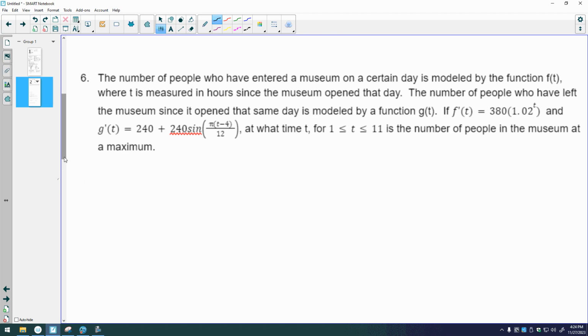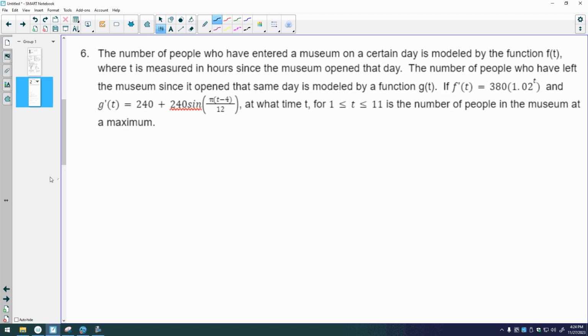Question 6, probably the one that we liked the least. So you've read it, so I don't need to read the whole thing. I'm going to define number of people, n of t, to be f of t minus g of t. So the number of people in the museum is equal to the number of people who have arrived minus the number of people who have left.